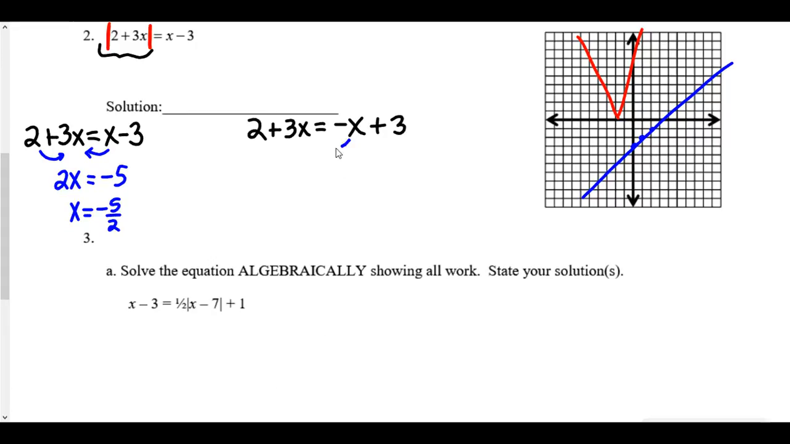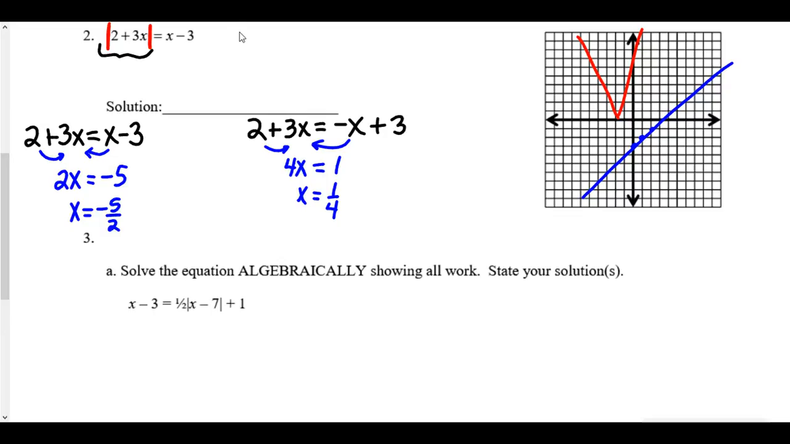On the right side, I'd move my x over to the left to keep them positive. So when I add x, that gives me 4x over there. I'd move my 2 over by subtracting. That gives me 1. Divide both sides by 4 gives me x equals 1/4. Now I need to plug back into the original equation and check to see if this works.